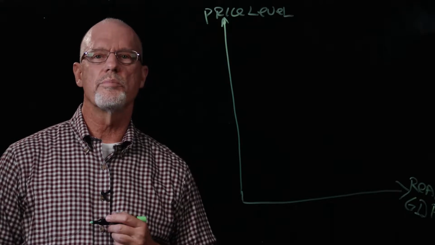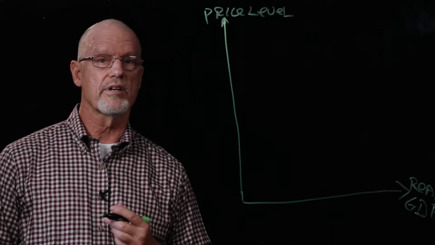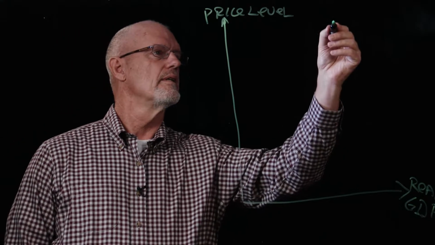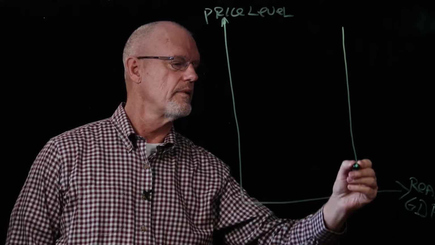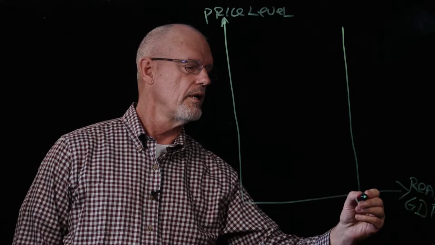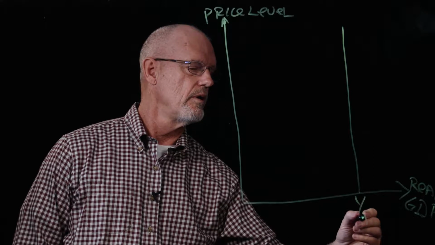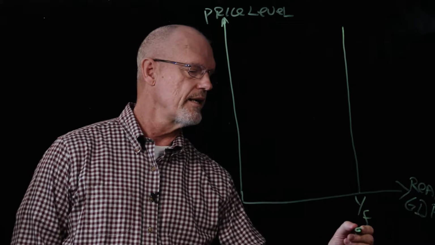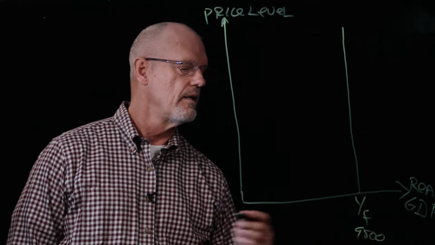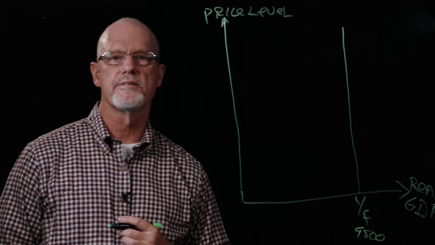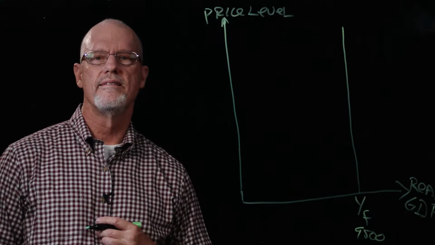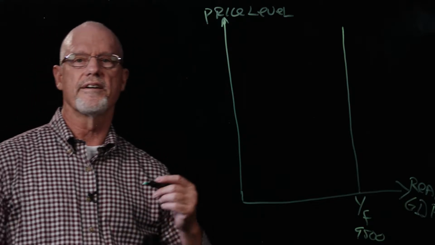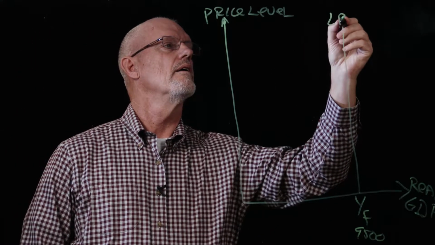The first line I'm going to put in the graph is neither aggregate demand or aggregate supply, but a marker for the full employment level of output. This will be a vertical line, and we usually denote that Y with a subscript F for full employment, and say that's $9,500 billion. Some refer to this as the long-run aggregate supply curve, LRAS.